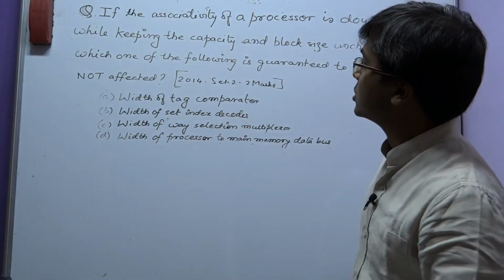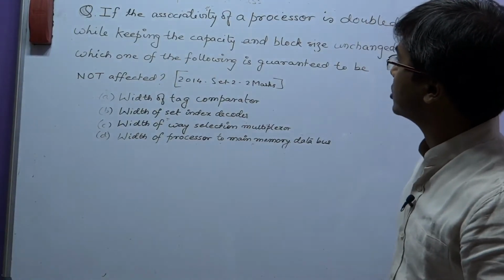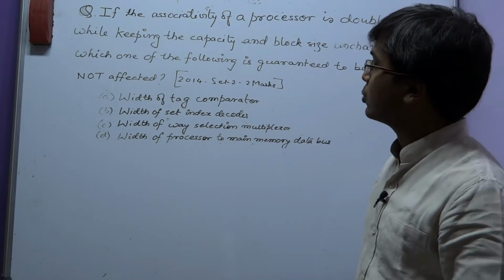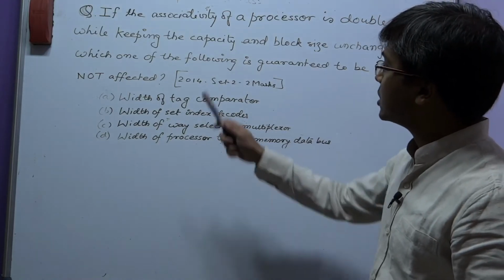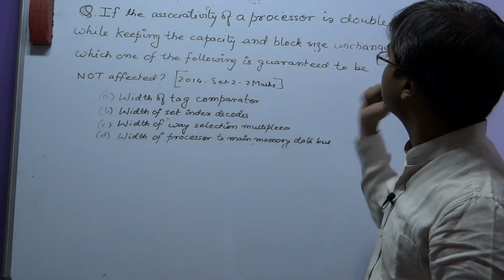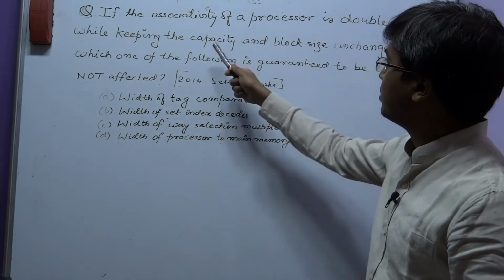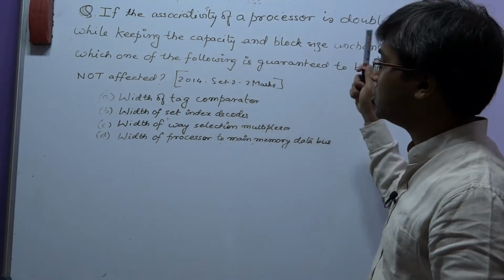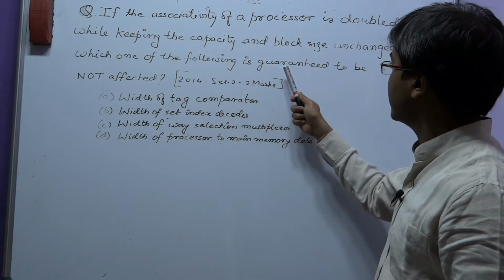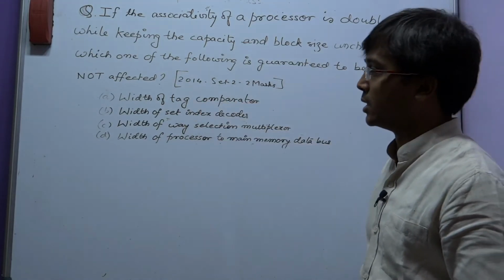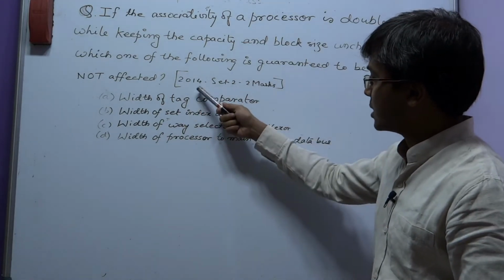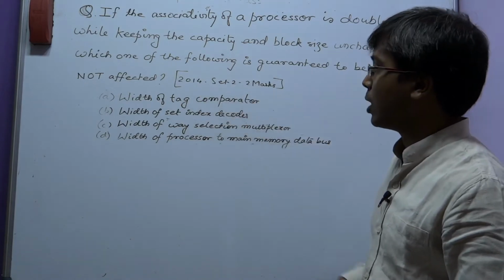Here is our next question in computer organization from the topic cache and main memory, which we are going to attempt. The question is: if the associativity of a processor is doubled while keeping capacity and block size unchanged, which one of the following is guaranteed to be not affected? This was asked in 2014 in Set 2 for 2 marks.